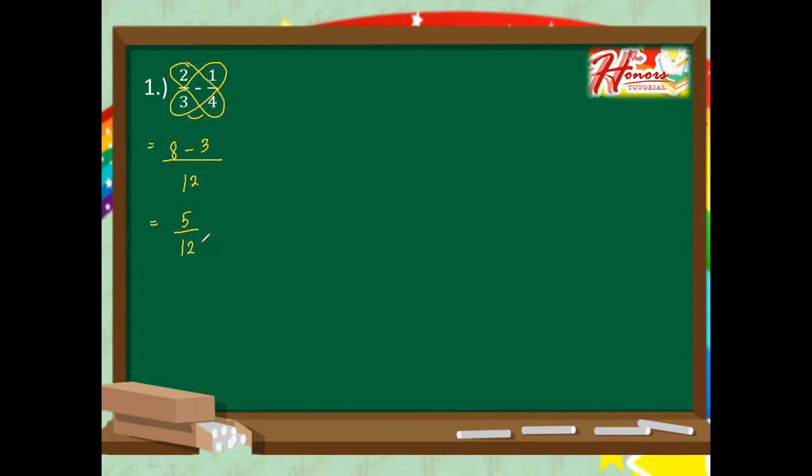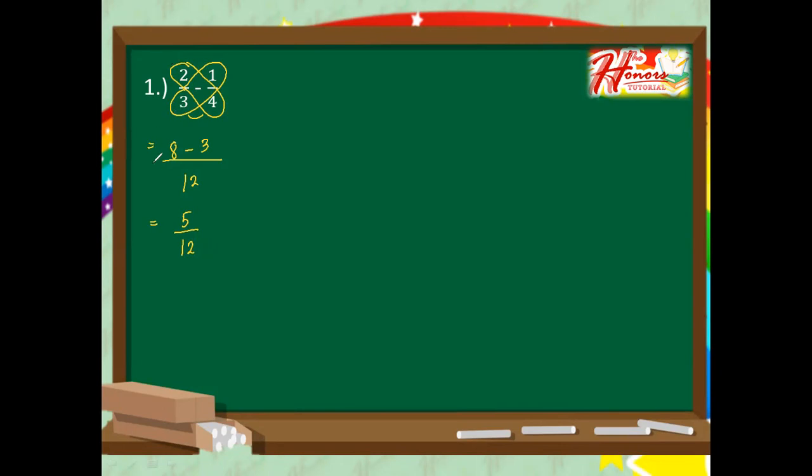Is 5 over 12 the final answer? Yes, it is the final answer. Why? The first reason is this. 5 over 12 is a proper fraction, so therefore no need to change that into a mixed number. And the second reason is this. There's no number that can divide your numerator and denominator at the same time without remainder. Therefore, 5 over 12 is the final answer.